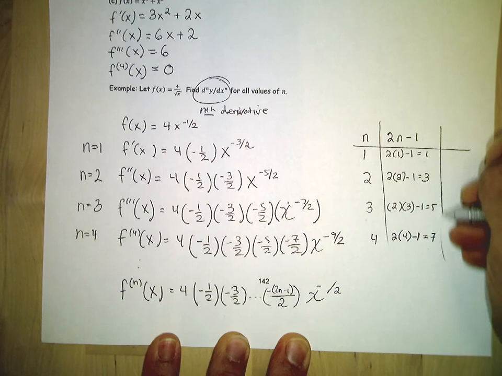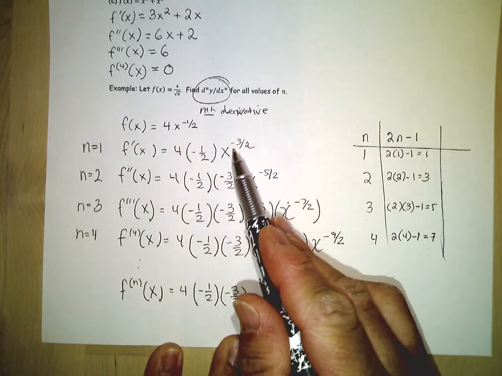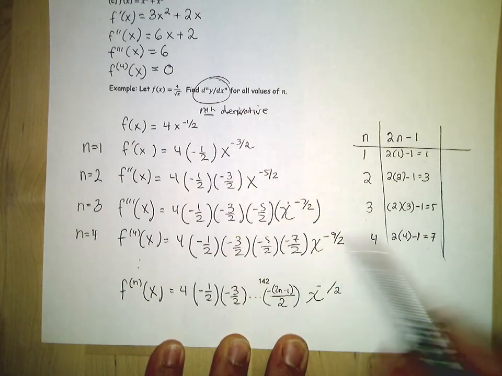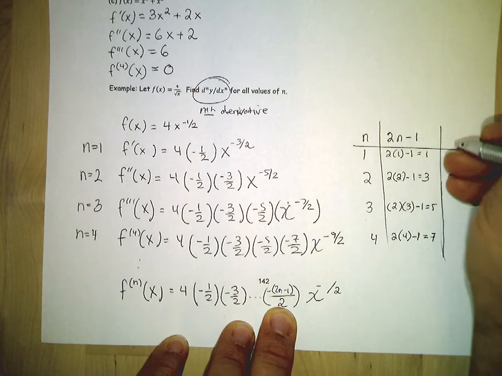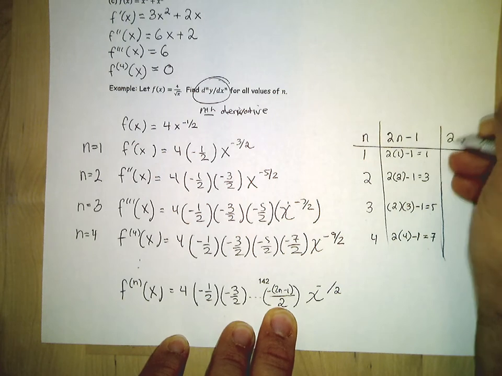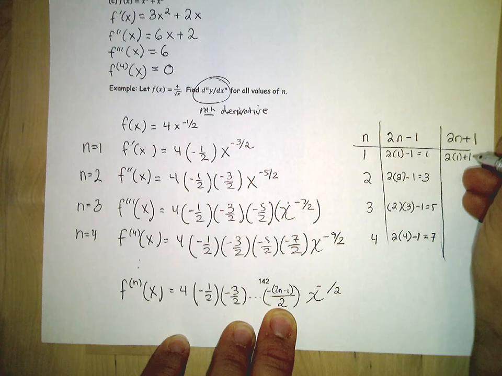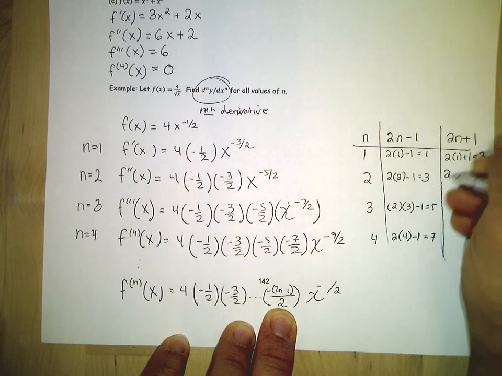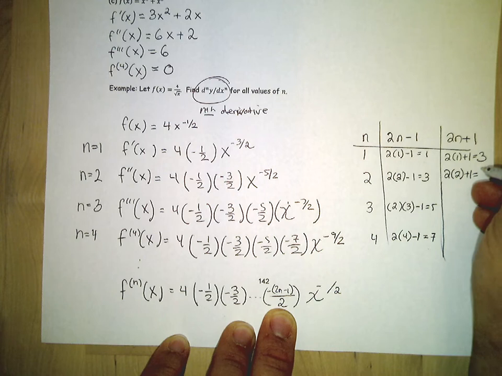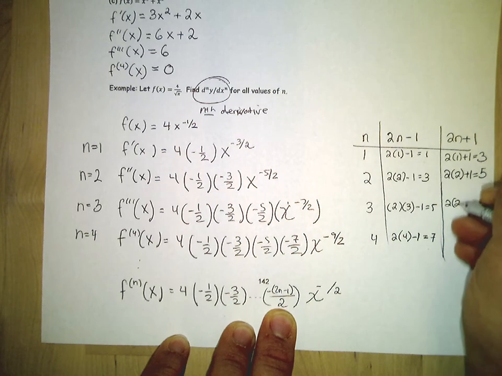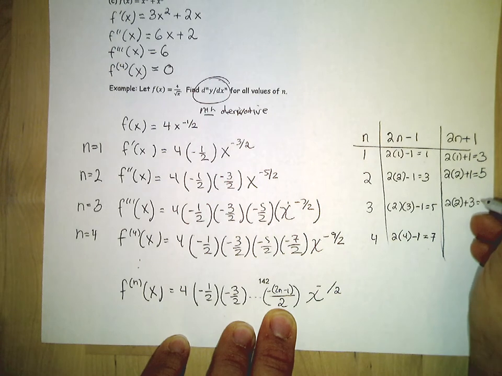And then for the exponent, we need this to be a 3, 5, 7, 9. So here we go. We have, let's say, 2n plus 1. 2 times 1 plus 1 will be 3. 2 times 2 plus 1 will be 5.